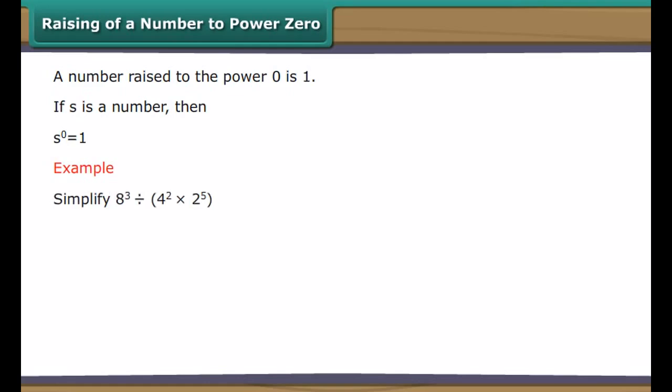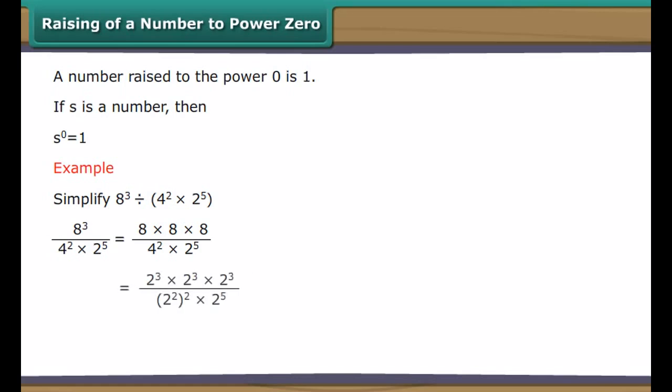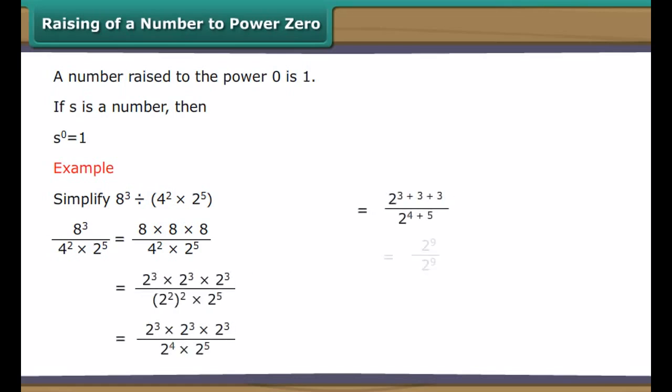Simplify 8^3 divided by 4^2 into 2^5. We get 8 cube upon 4 square into 2^5, which is equal to 8 into 8 into 8 whole upon 4 square into 2^5. Now by further simplifying it, we get the answer 1.